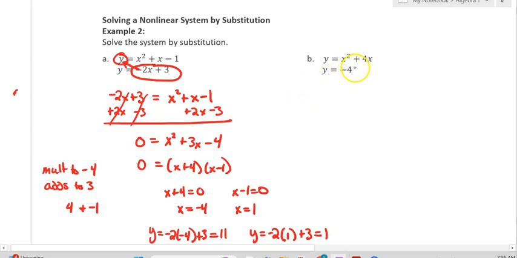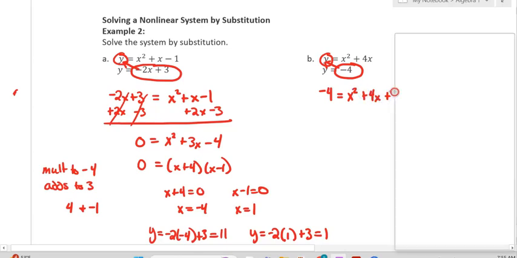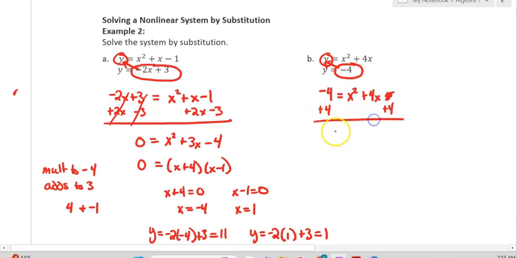Okay, the second equation is even easier for substituting. This negative 4 equals y. So on the first equation where y is, we can plug in negative 4. So your negative 4 equals x squared plus 4x plus, oh, sorry, there's nothing over there currently. So x squared plus 4x. Now we can add the 4 to both sides. So we get 0 equals x squared plus 4x plus 4.